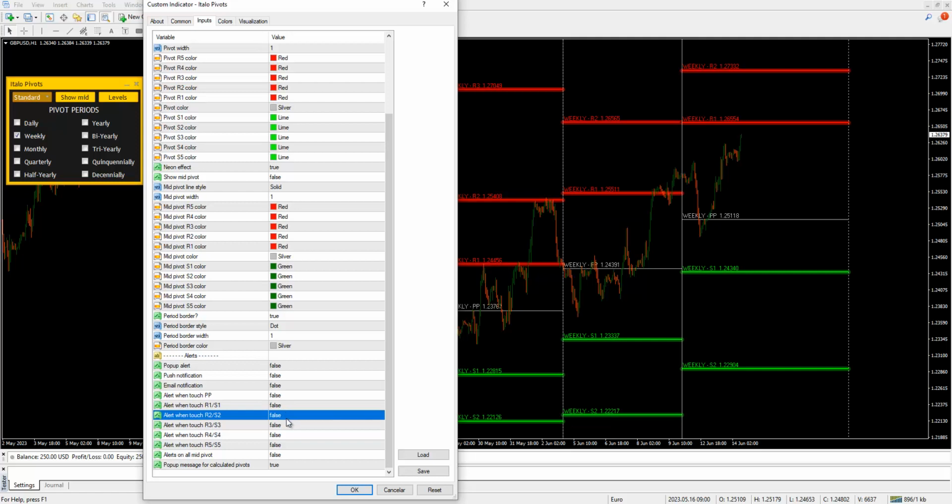Alert when touch resistance 2 and support 2. Alert when touch resistance 3 and support 3. Alert when touch resistance 4 and support 4. Alert when touch resistance 5 and support 5. Here, alerts on all mid pivots if you want. And then here the last one, pop-up message for calculated pivots.